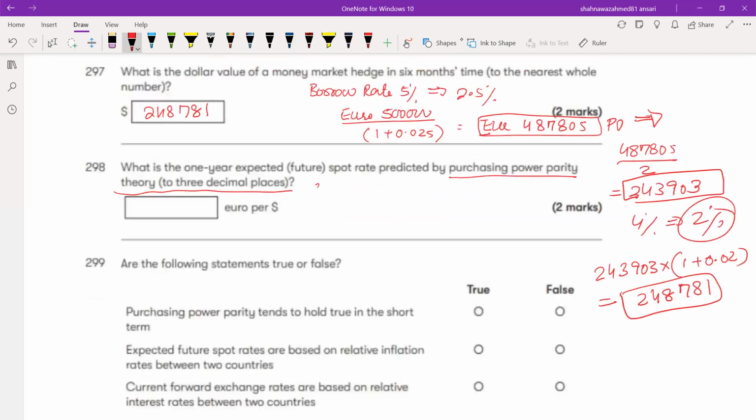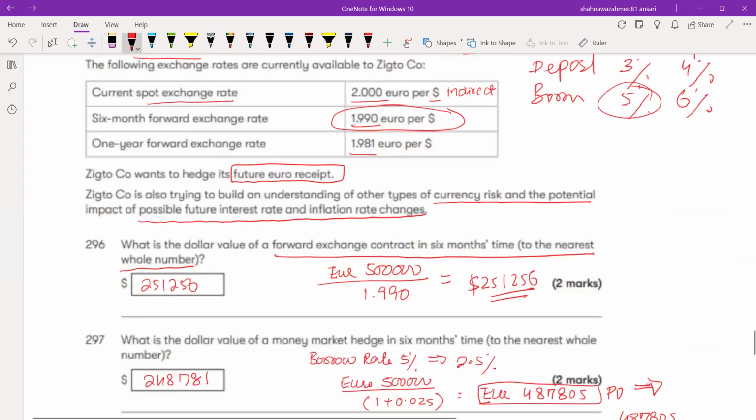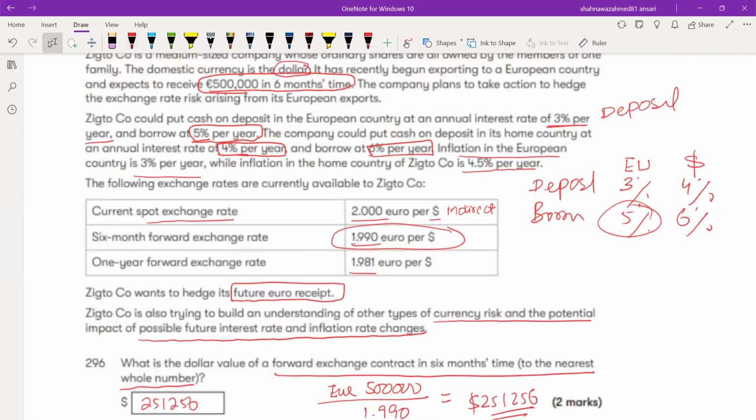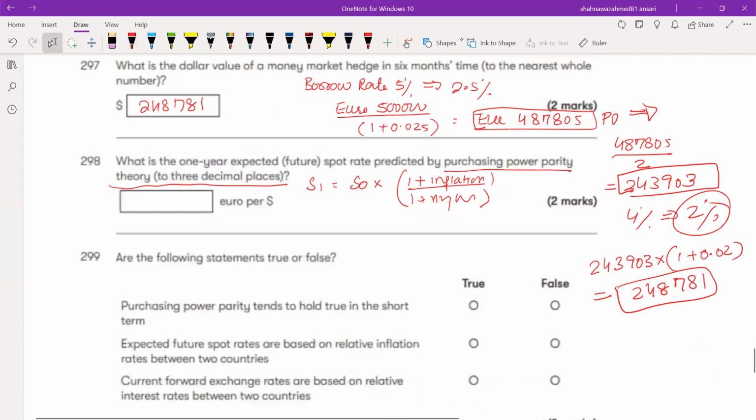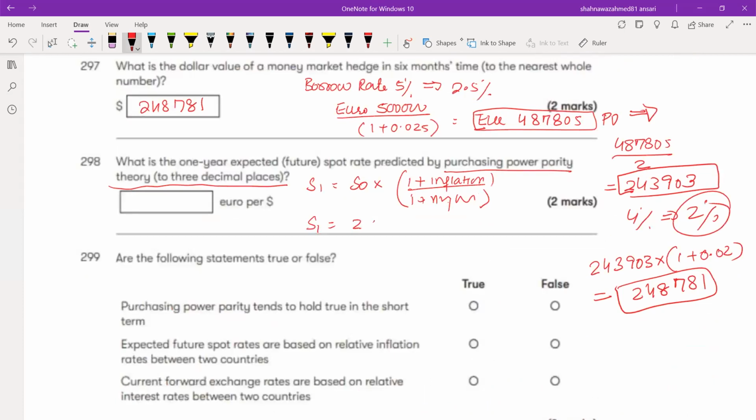What is the 1-year expected spot rate predicted by the purchasing power parity theory to 3 decimal places? The formula for purchasing power parity is, you have to multiply the current spot rate by 1 plus inflation in the foreign country, divided by 1 plus inflation in local. Local inflation is given as 4.5%, foreign is given as 3%, and the current spot rate is 2. So 1 plus 0.03 over 1 plus 0.045.